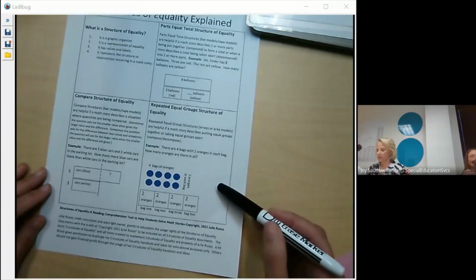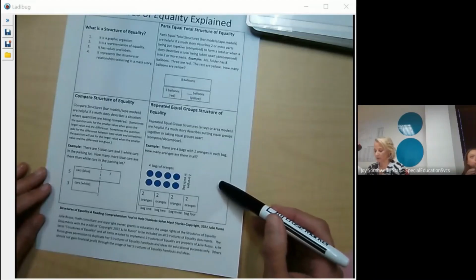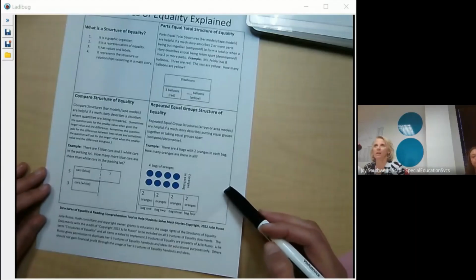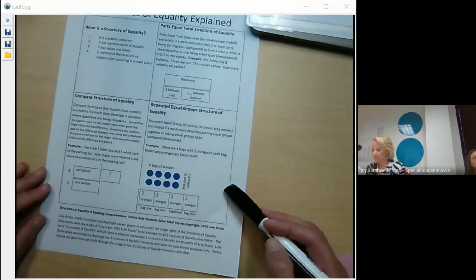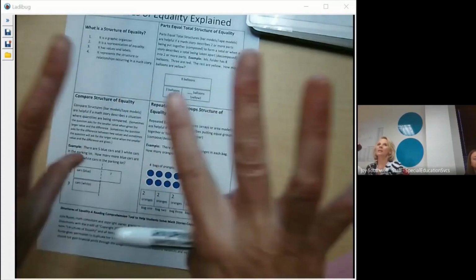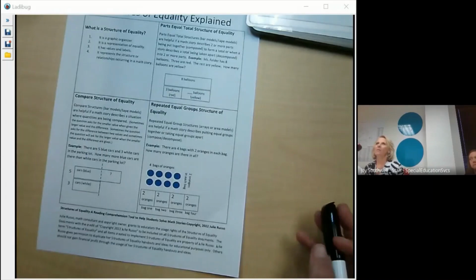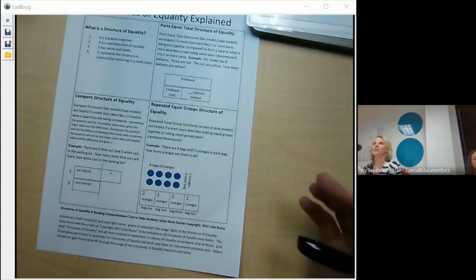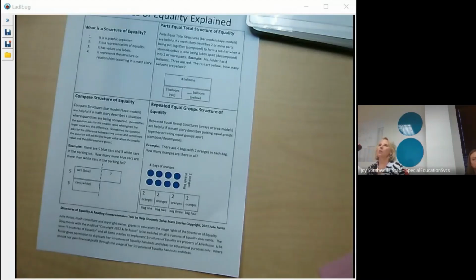So this next one is a repeated equal group structure of equality. You can use repeated equal group structures, and you've seen them as arrays and area models in your math textbooks for years and years. This is nothing new. They're helpful if a math story describes putting equal groups together or taking equal groups apart. And I try not to say they're helpful for multiplication and addition. I try not to say that parts equal total are helpful for addition and subtraction, because I want this model to represent what's happening in the story. And then I want the students to solve it in whatever method they feel comfortable solving it with.